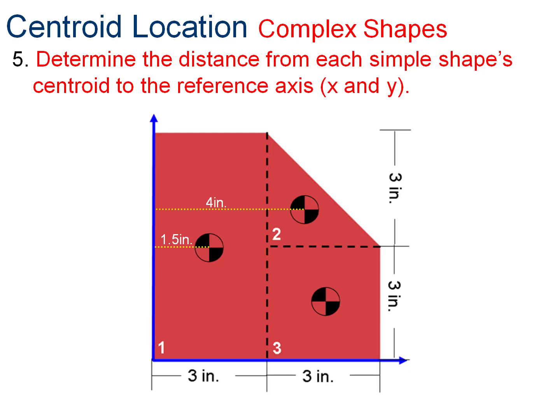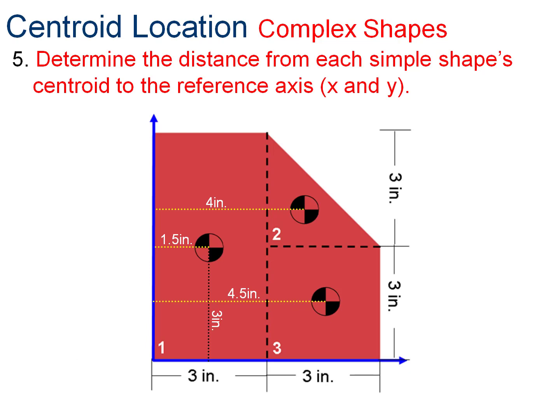Shape 2, it actually lies 1 inch over from the edge of the bottom of the triangle, but that bottom edge is 3 inches over. So it's 3 plus 1 for 4 total inches. And shape 3, similarly, it's going to be 1.5 inches across from the left edge of the small rectangle, but I got to add 3 inches to that. So it ends up being 4.5 inches total.